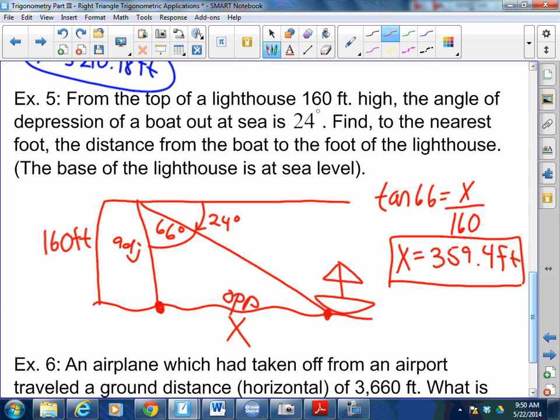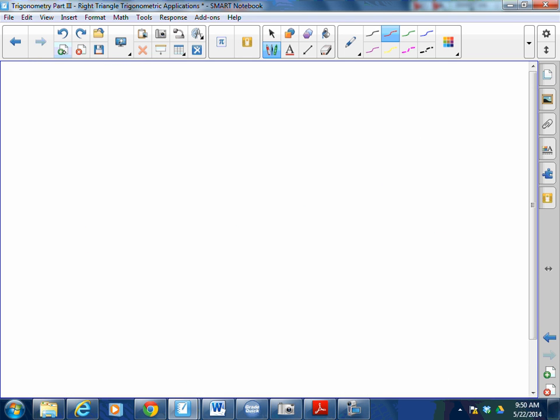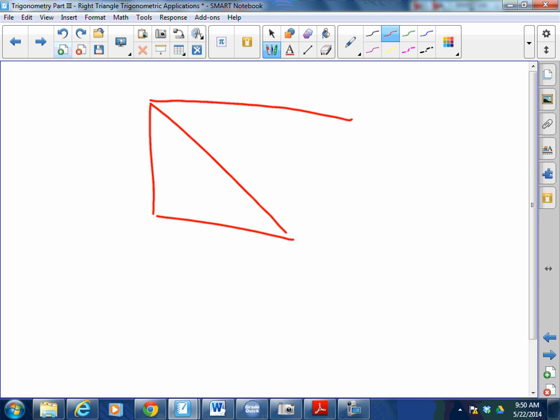Does that make sense? Yes, sir. The question was, when we're talking about angles of depression, do I always have to make a top baseline here? Yes, because that's your baseline, and then my angle of depression goes this way. And since all of this is 90, it's 90 minus the angle of depression that gives you the angle that you're going to work with.